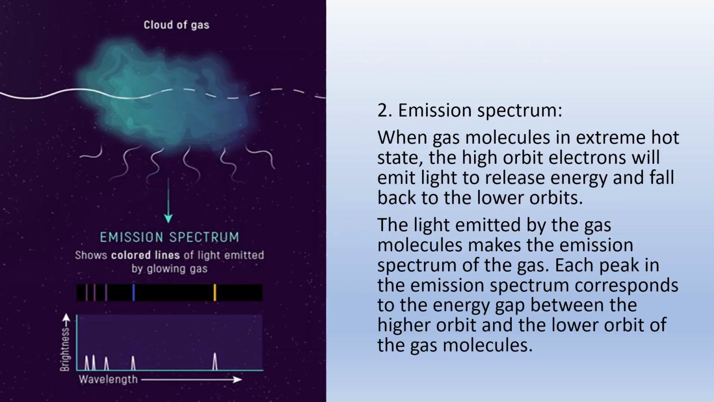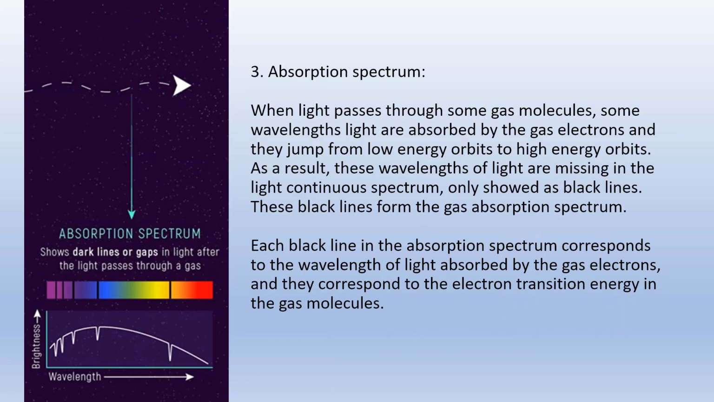2. Emission spectrum. When gas molecules are in an extremely hot state, the high orbit electrons will emit light to release energy and fall back to the lower orbits. The light emitted by the gas molecules makes the emission spectrum of the gas. Each peak in the emission spectrum corresponds to the energy gap between the higher orbit and the lower orbit of the gas molecules.